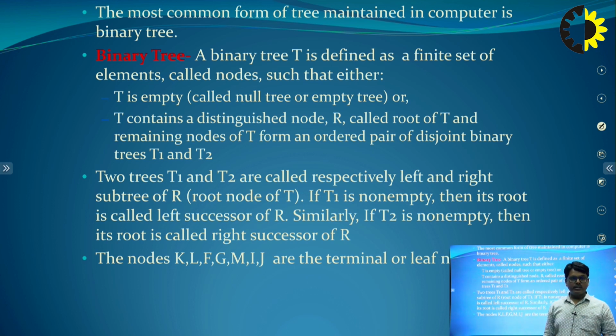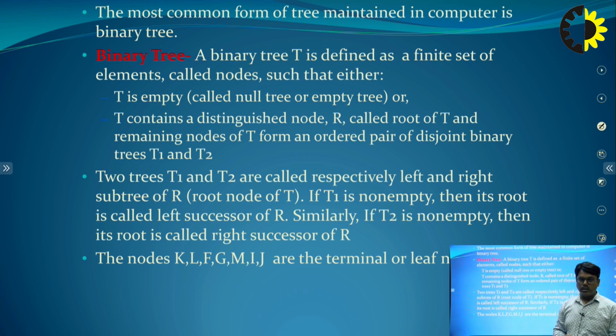A binary tree T is defined as a finite set of elements called nodes, such that either T is empty, called null tree or empty tree, or T contains a distinguished node, called the root of the tree T, and the remaining nodes of T form an ordered pair of disjoint sets T1 and T2. As in the earlier definition we saw disjoint sets T1, T2 up to Tn, similarly a binary tree can also have disjoint sets T1 and T2, because it is a binary tree. A root node will be there and 2 disjoint sets T1 and T2.